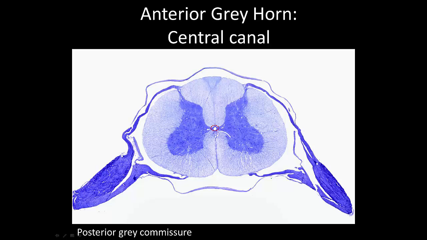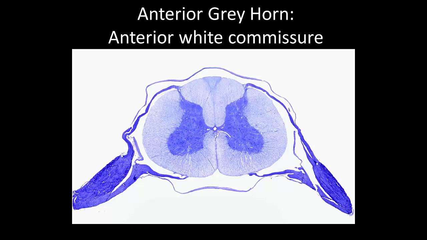And we also have another commissure that's going to be lying just anterior to where this gray commissure is at, and even though it's not gray matter, I just feel like it's appropriate to mention it here, and that's our anterior white commissure.